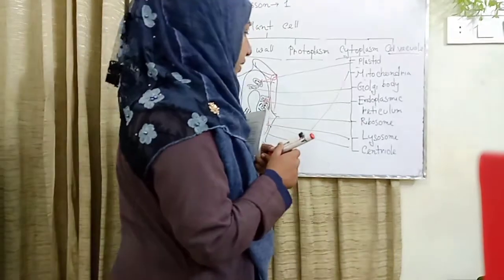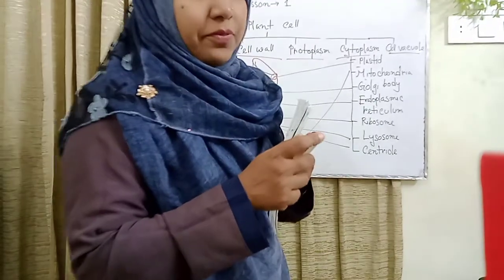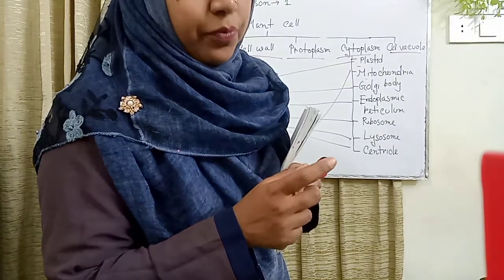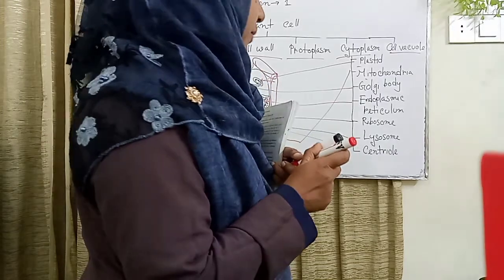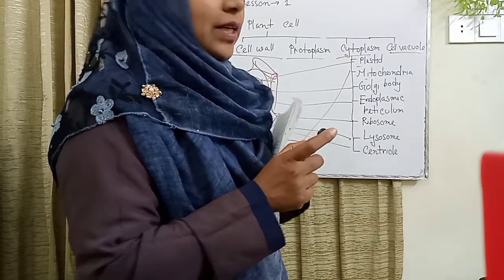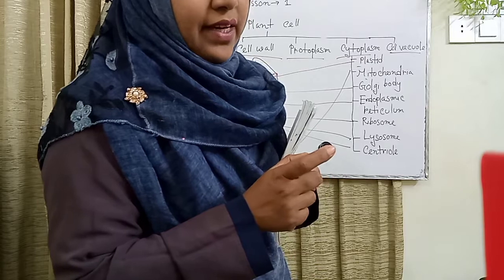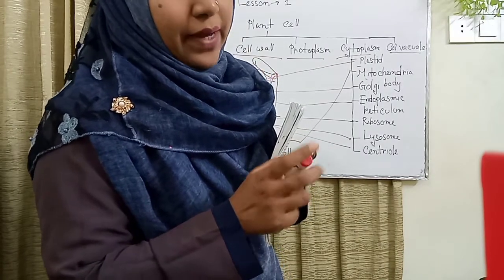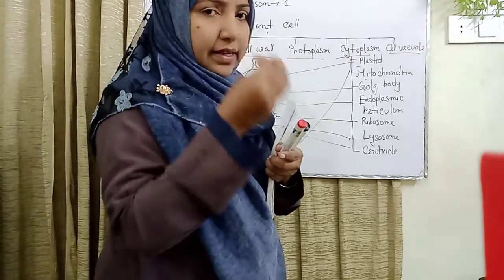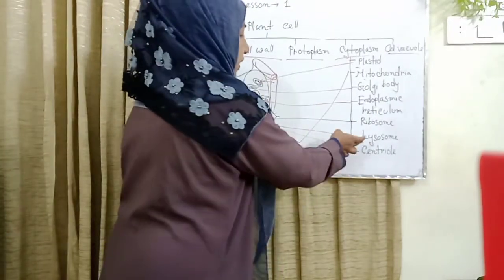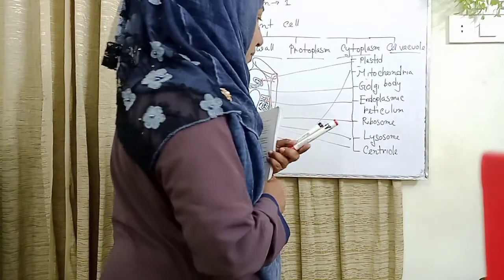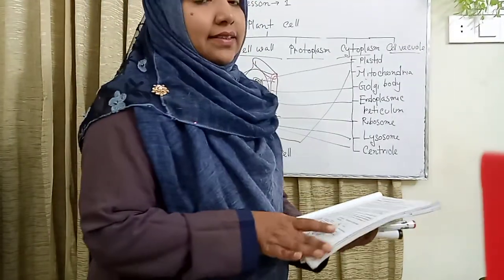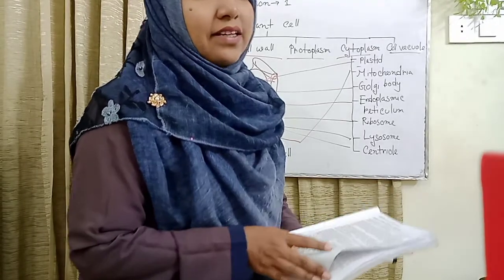Next are the endoplasmic reticulum and the ribosome. Ribosome is basically the industry of protein. Here is the ribosome, which is the compost of protein. Another structure is the lysosome. Basically, lysosome is the suicidal bag. It can also eat any outer disease. Another name is the suicidal bag. The last structure is the centriole, which helps in cell division.